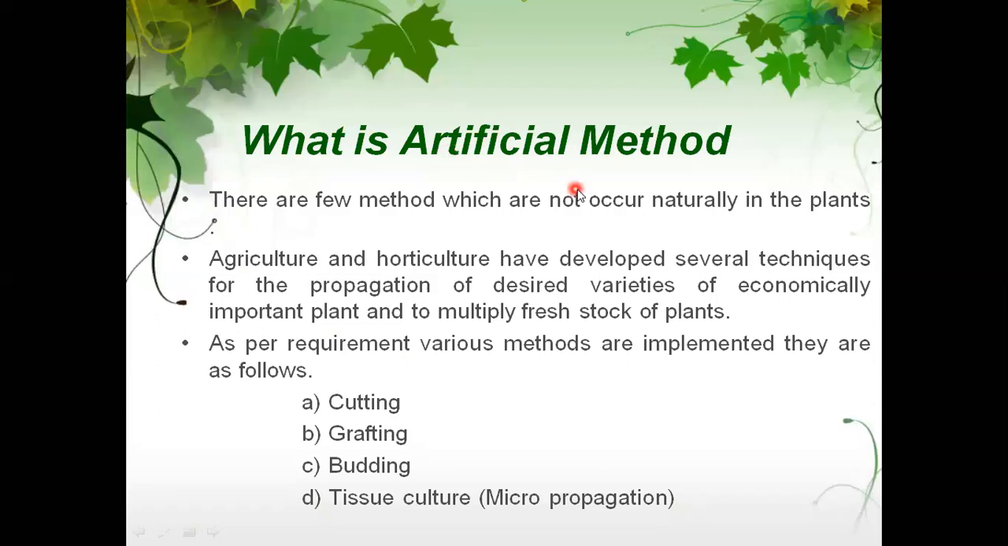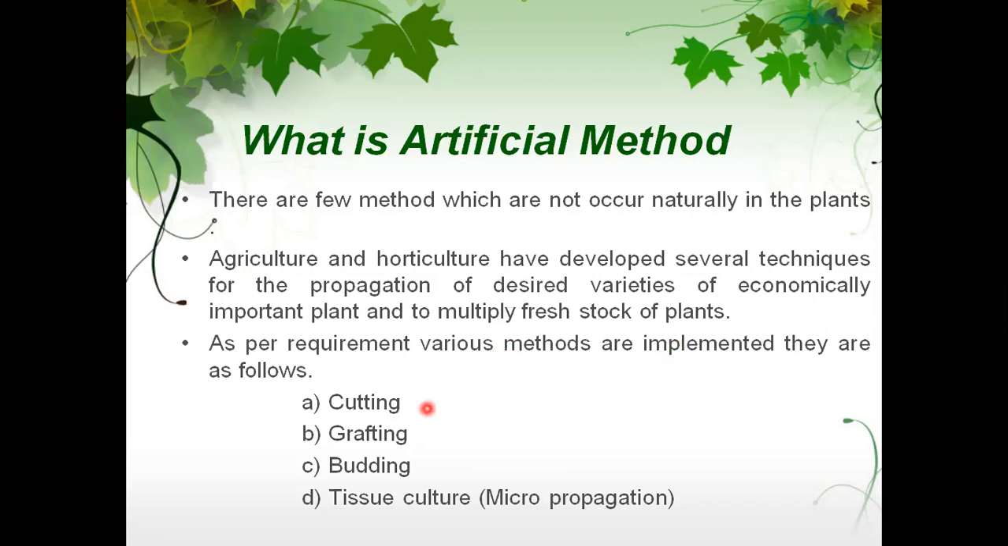See, what is the artificial method? There are a few methods which do not occur naturally in plants. Agriculturalists and horticulturalists have developed several techniques for the propagation of desired varieties of economically important plants and to multiply fresh stock of the plants. Means for garden cultivation and management, we require a plant with desired varieties, like a disease-free plant, a healthy plant, and we have to multiply fresh stock of the plant for the propagation of that species. As per human requirements, various methods are implemented.